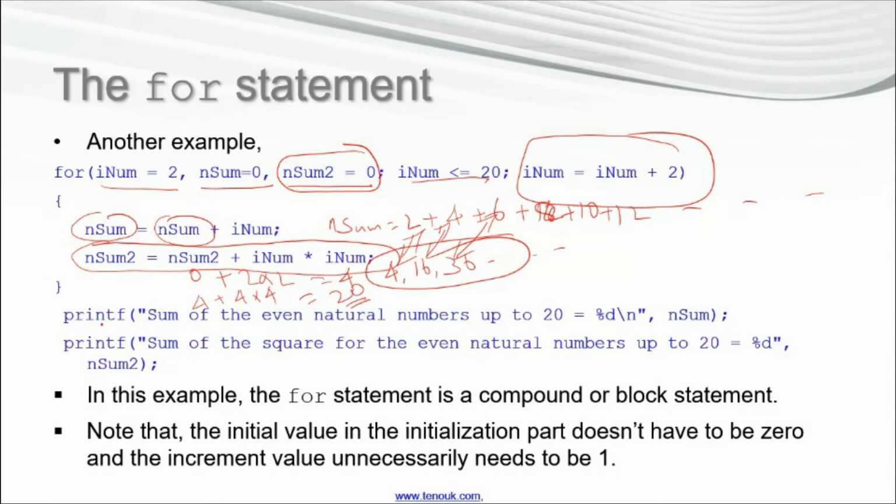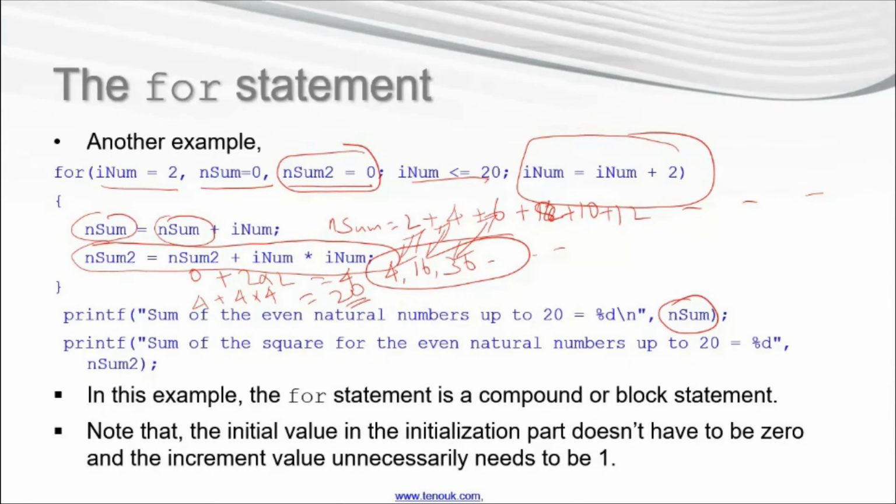So first what we will print is the sum of the even natural numbers up to 20. We find out the sum of the even natural numbers up to 20. That is the nsum. nsum is the first 20.